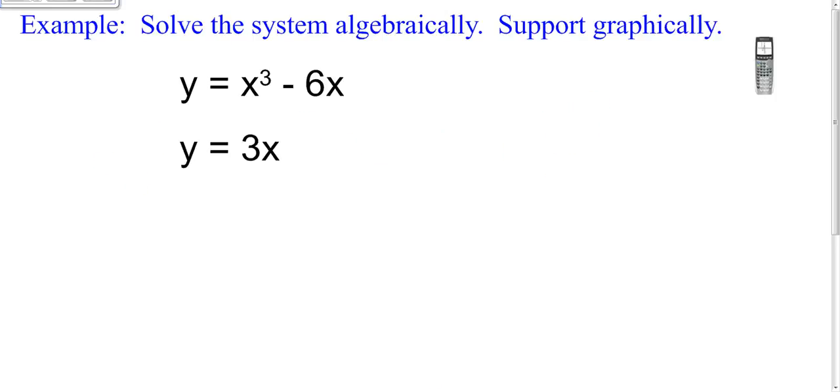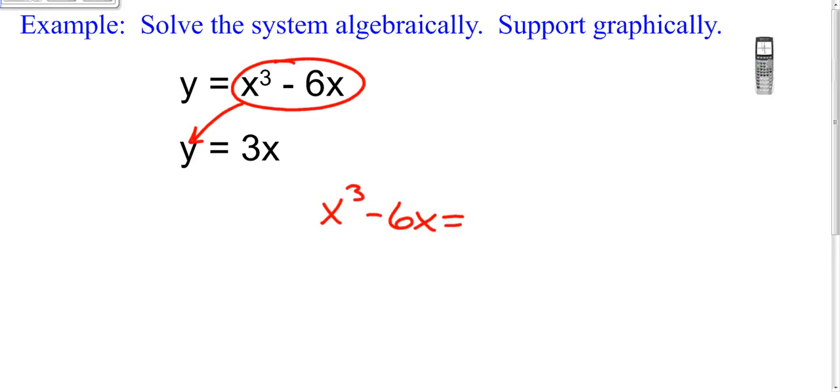Okay, we are first of all going to do this algebraically. Again, it's easiest if you do this probably by substitution. Both of these equations already happen to be solved for y. So I just need to replace one with the other. So I am going to take this one, and I'm going to circle it, and I'm going to replace it in the other equation where it says y, because it says y equals. So when I do that, what happens is I have x cubed minus 6x equals 3x.